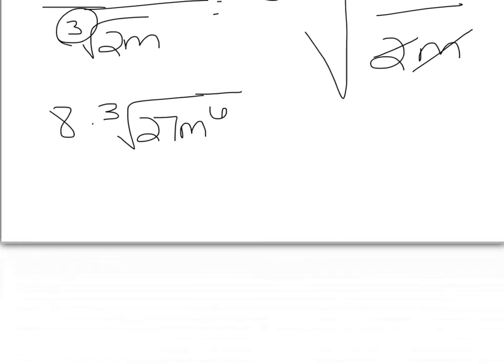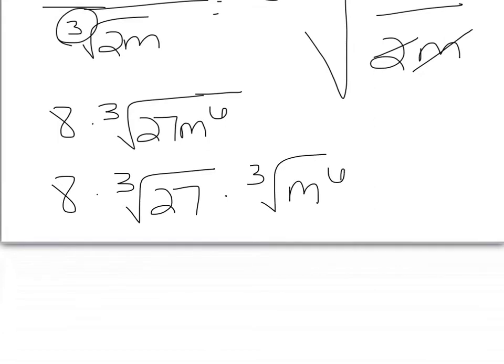Slide this up a little bit. Now you can also look at this as 8 times the cube root of 27 times the cube root of m to the 6th. If cleaning it up like that makes it a little bit easier for you to see, you can definitely do that. And we know that the cube root of 27 is 3.